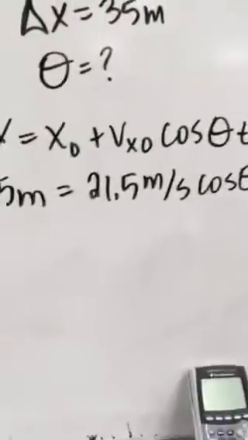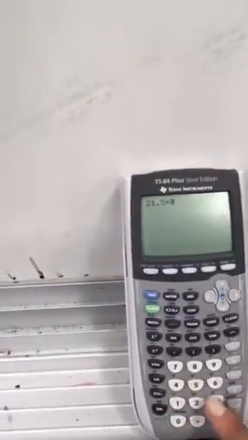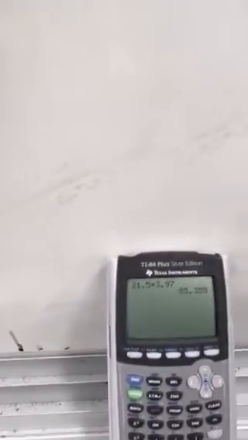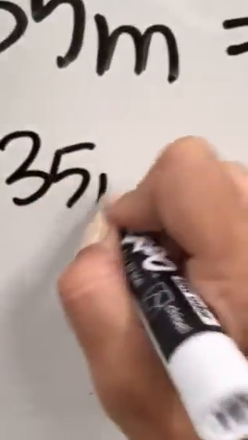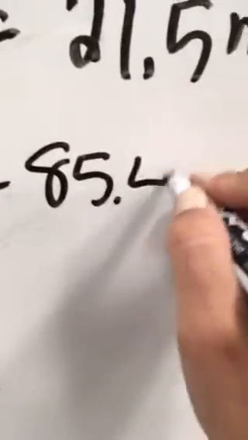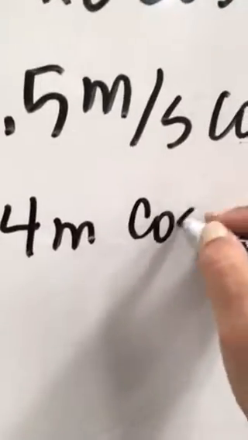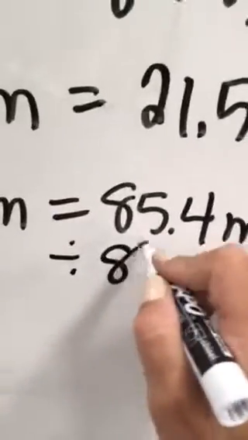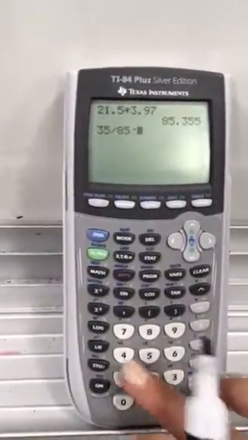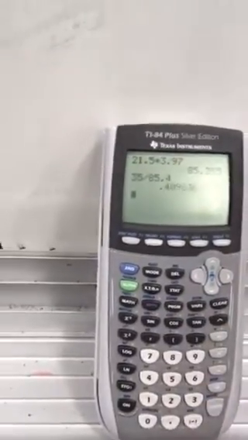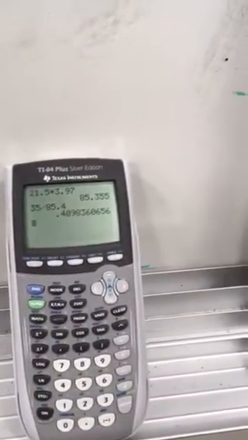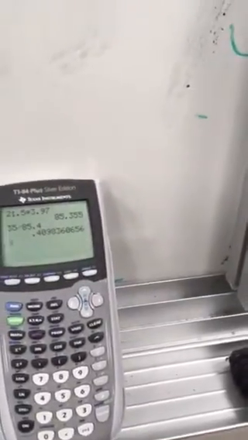Okay, I'm ready to do a little bit of multiplying. I'm going to multiply 21.5 by 3.97. So that gives me 85.355. I get 3 sig figs, so let's call that 85.4 meters. So I've got 35 meters equals 85.4 meters times the cosine of theta. I'm going to divide away my 85.4 meters. And I get 0.4098, etc. I get 3 sig figs, so I'm going to call that 0.410.